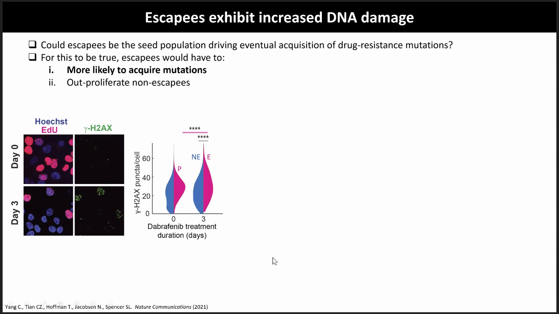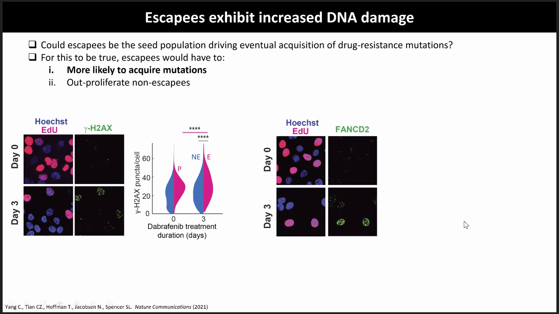We're now trying to understand where this damage is coming from, because of course, BRAF inhibitors are not designed to be mutagenic at all. And one thing we figured out so far is that these cells seem to be undergoing DNA replication stress, which is a result of stalled DNA replication forks, which can be marked by this protein FANCD2. And again, we see low signal in untreated cells, much higher signal in treated cells, and that signal again is enriched specifically in the cells that are escaping at that moment.